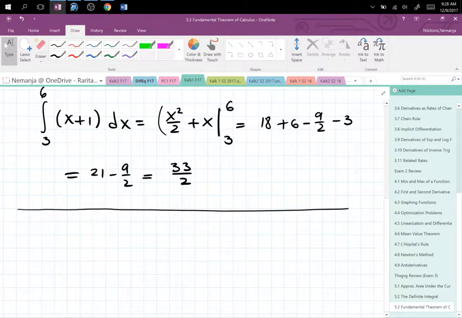Another one of these would be that the integral from 0 to 2 pi of sine x dx is equal to 0, which is what we calculated last time. Fundamental theorem of calculus is the definite integral.